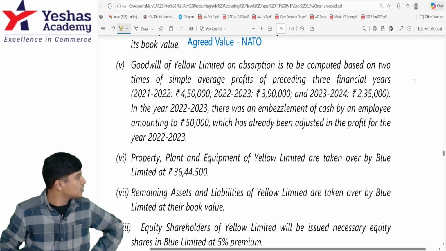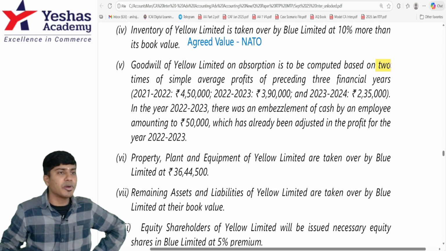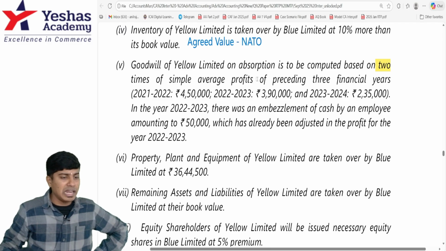2 years, 2 times of simple average. So basically 2 times is the number of years purchase. We need to take the simple average of 3 years profits. They've given 3 years profits here. So we'll take 3 years profit.